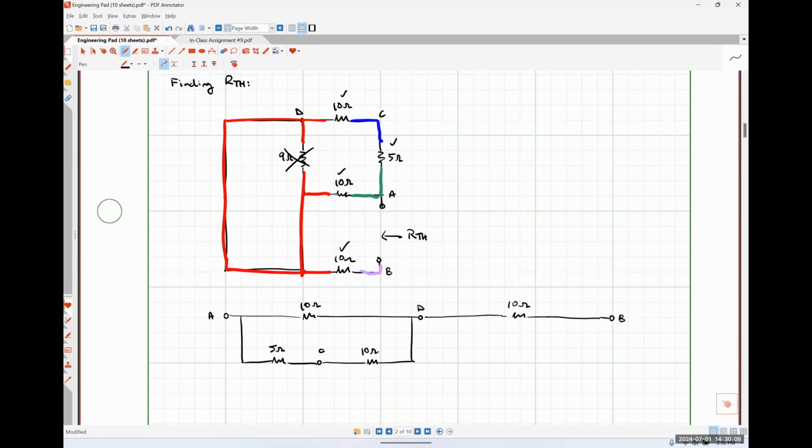So it looks like our Thevenin equivalent resistance is going to be 10 ohms in series with the parallel combination of 10 and 15. So I'm going to put that in my calculator really quick. It's going to look like 10 plus 10 times 15 over 10 plus 15. And that comes out to be 16 ohms.